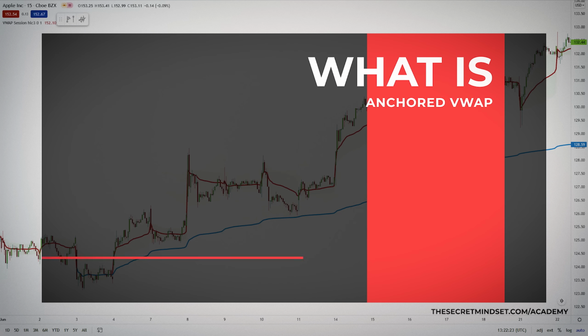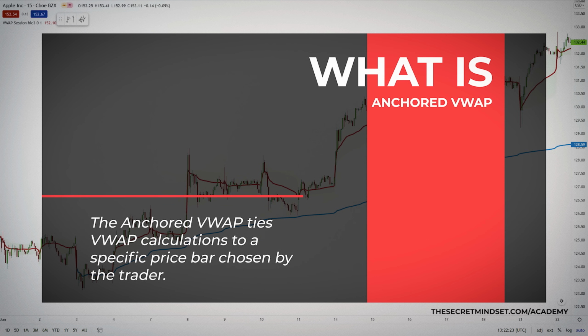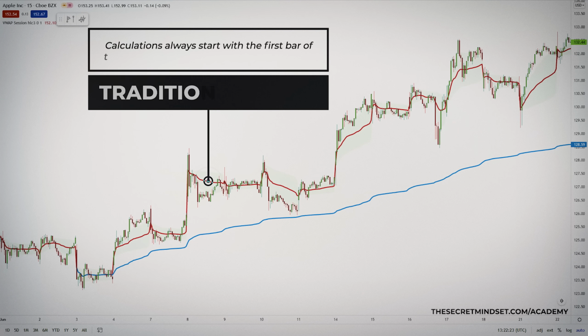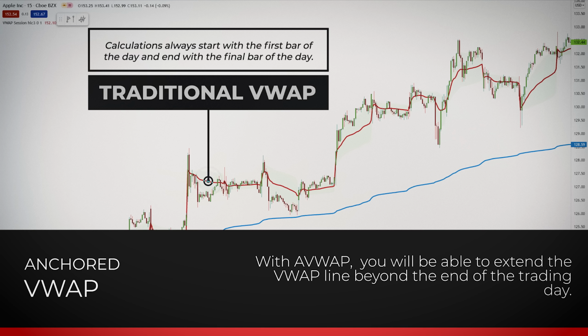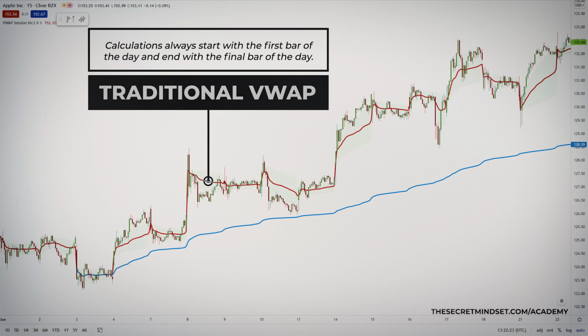So what is the Anchored VWAP indicator? The Anchored VWAP ties VWAP calculations to a specific price bar chosen by the trader. Traditional VWAP calculations always start with the first bar of the day and end with the final bar of the day. But in some situations, you would prefer to analyze the VWAP line based on a less arbitrary starting point and be able to extend that VWAP line beyond the end of the trading day.